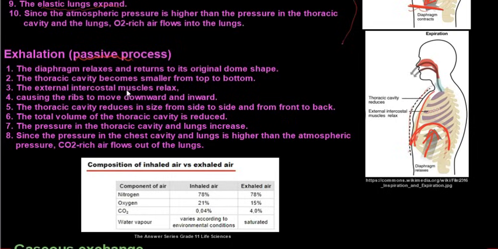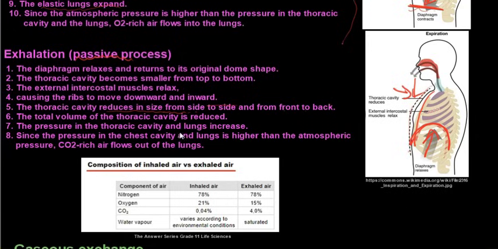Now the external intercostal muscles will relax. This will cause the ribs to move downwards and inwards, so your chest goes down, and this will cause the total volume of the thoracic cavity to be reduced, and it will also reduce from side to side and front to back. I skipped that one.